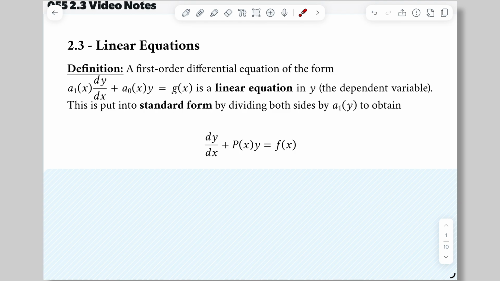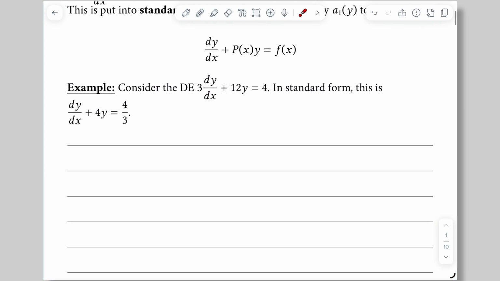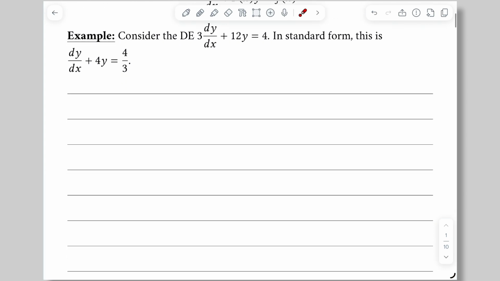We can put this into standard form by ensuring that the coefficient on the highest derivative term, in this case dy dx, the first derivative, is 1. And so we have dy dx plus p of x times y is equal to f of x. When we know a differential equation is linear, then there's a pretty straightforward path that we can use to solve it that I'm going to illustrate using this example.